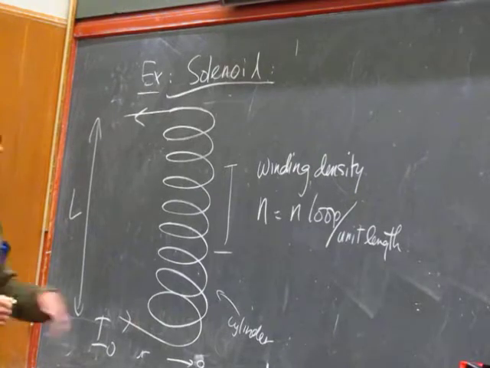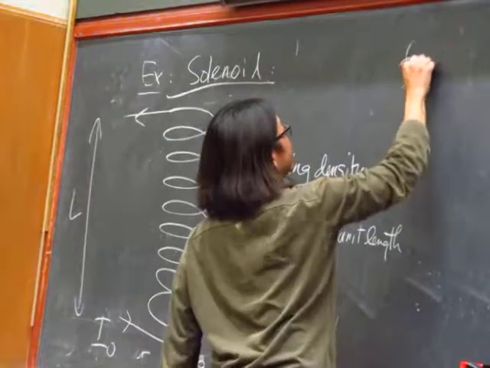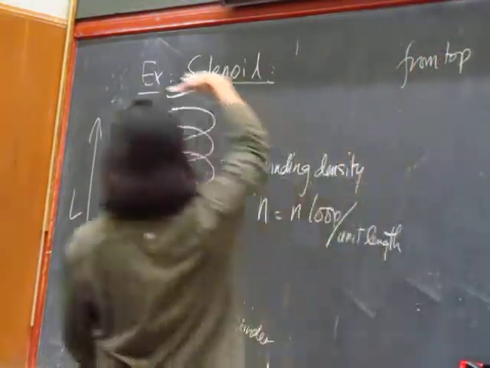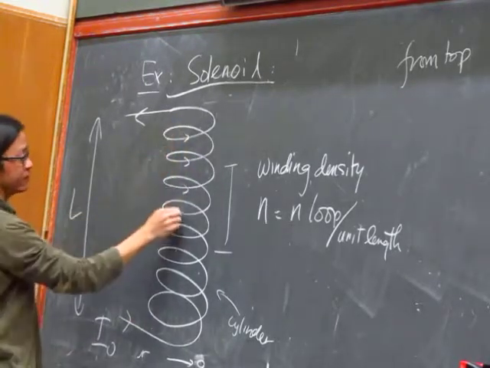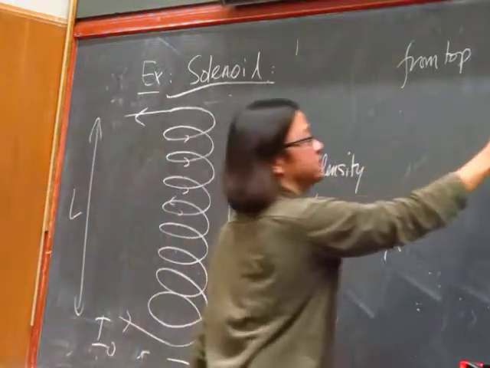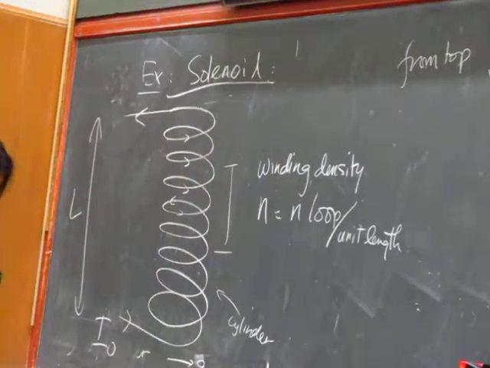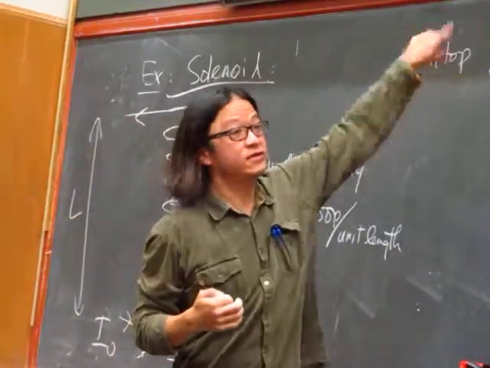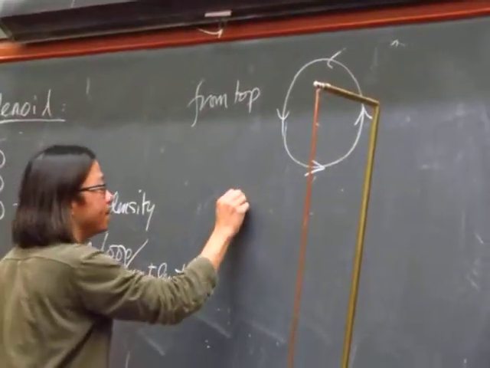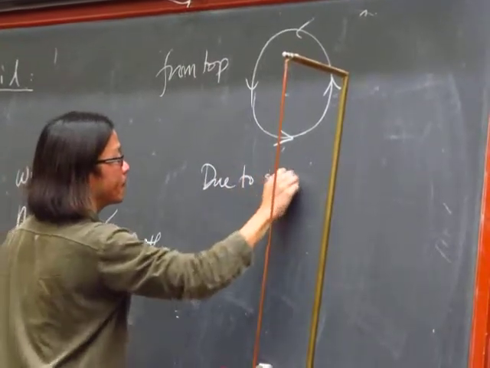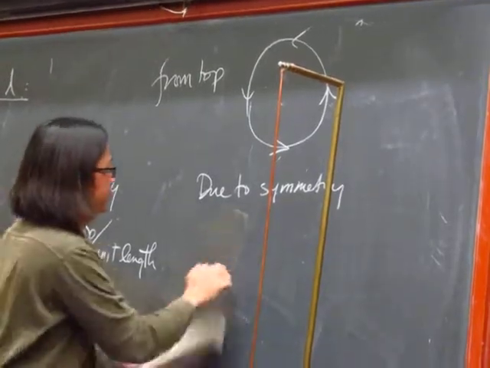Look at it from the top. You see something like this. If I look at it from the top, I hope the drawing makes sense. There is current going that way, so the current goes this way. It has a circular, cylindrical symmetry here. First, because of symmetry, the B field cannot be tangential.